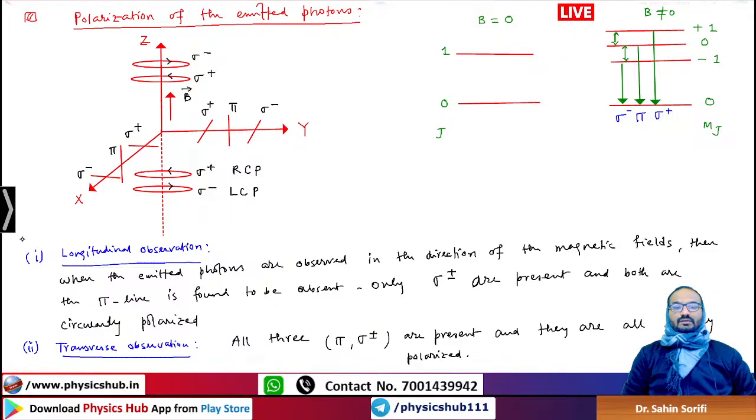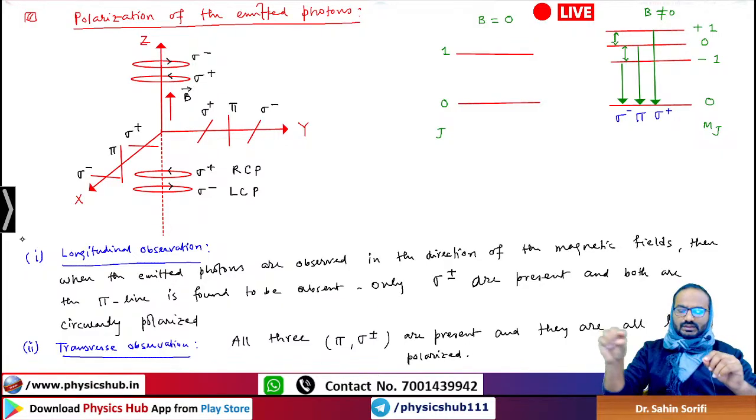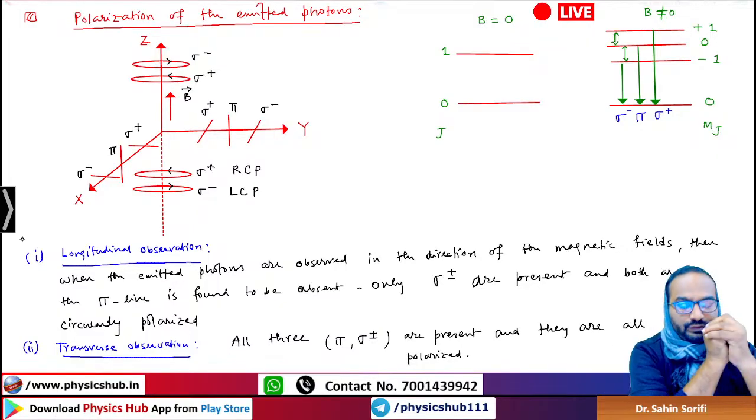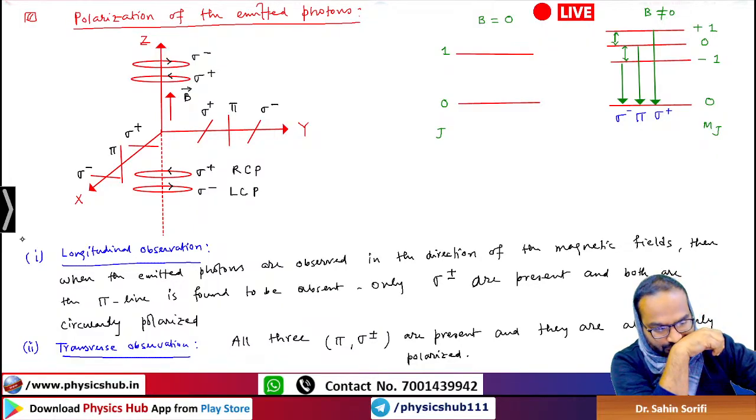So I hope you have now understood the observation, longitudinal and transverse. Observation means you are keeping your microscope. Let's say if you are keeping your microscope along the direction of the magnetic field, then you will only see the circularly polarized photons. If you place your microscope in a direction perpendicular to the applied field direction, you will see linearly polarized light. Sorry guys, my cold is coming back.